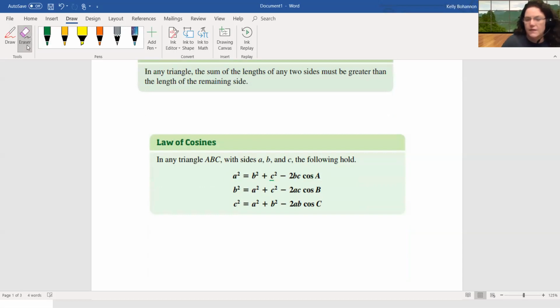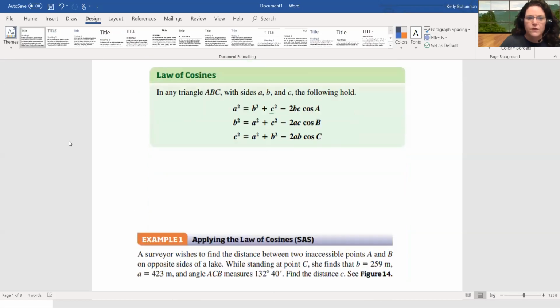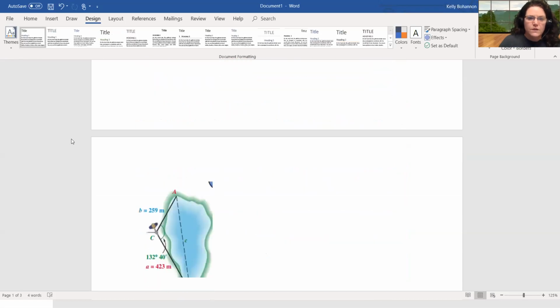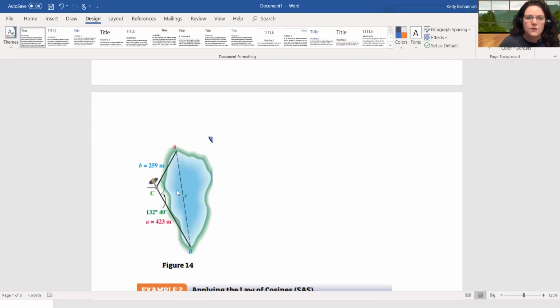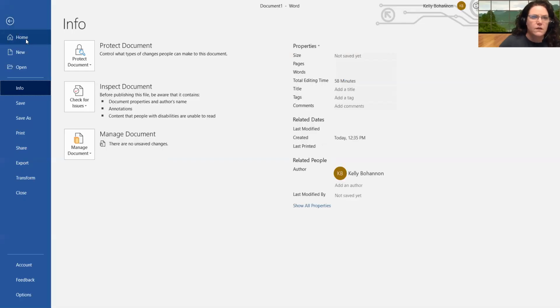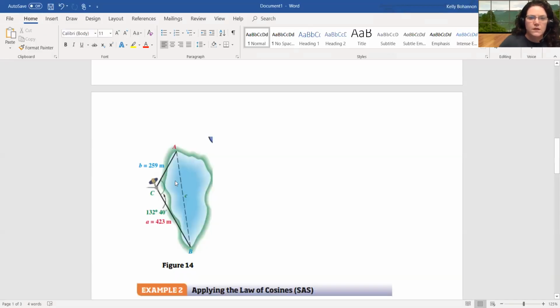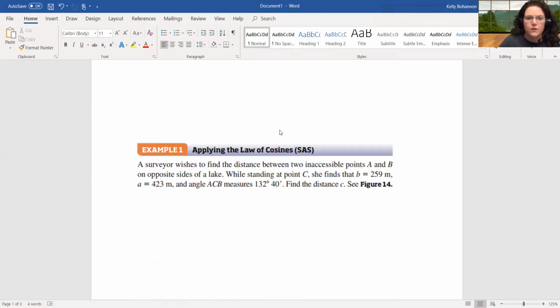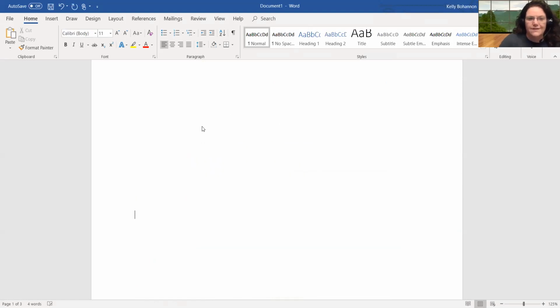So let's look at example number 1 about how to use law of cosines. So a survey, hold on just a second, because my picture went down to a separate page. Let me see if I can... I don't know. I'll just have to go down to it.